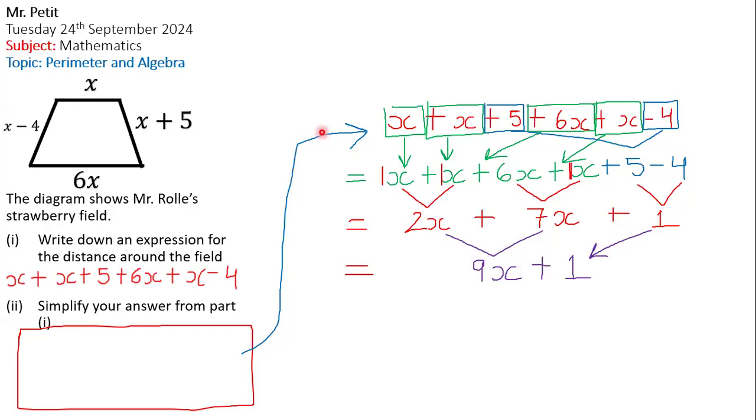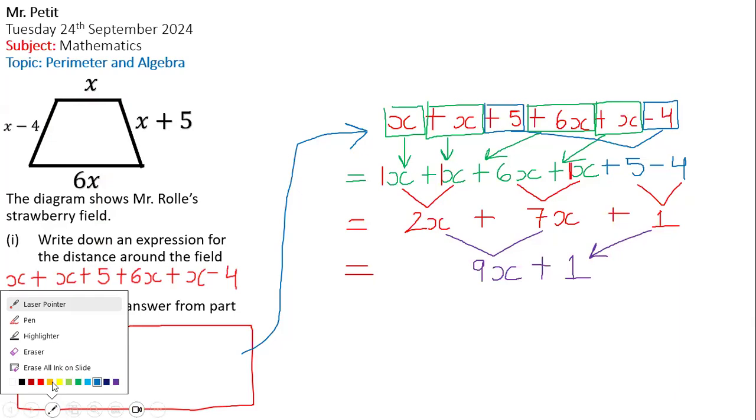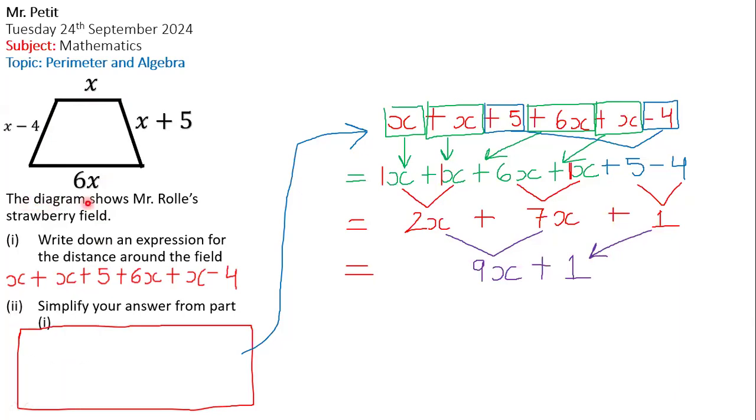Okay, so let's start off with this one. Nateo, read the diagram for me. The diagram shows Mr. Strawberry's field. Write down an expression for the distance around the field. Good. When we say the distance around the field, we're talking about the perimeter. So the first thing we have to do is look at this length. What is this length?